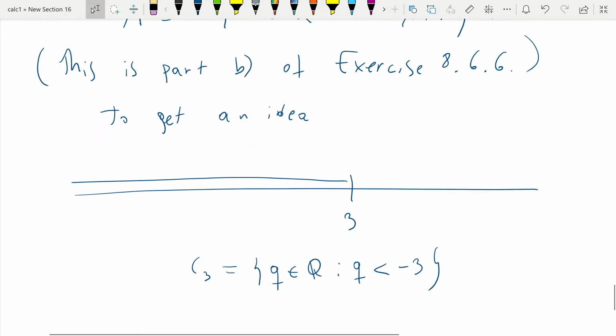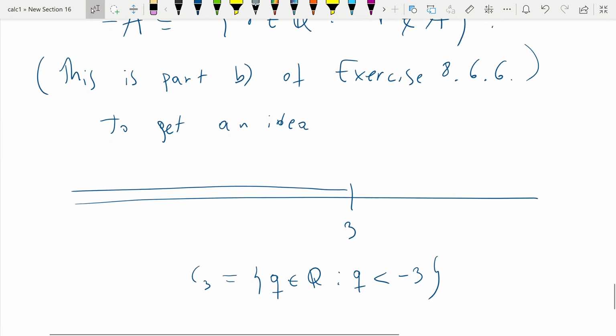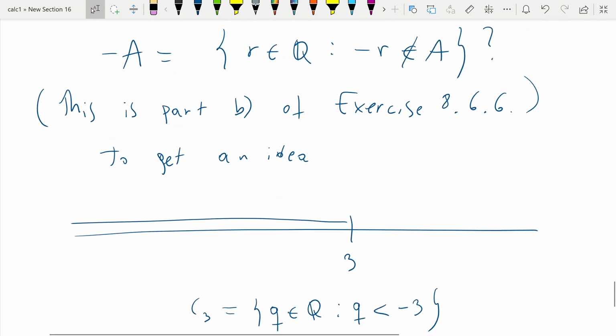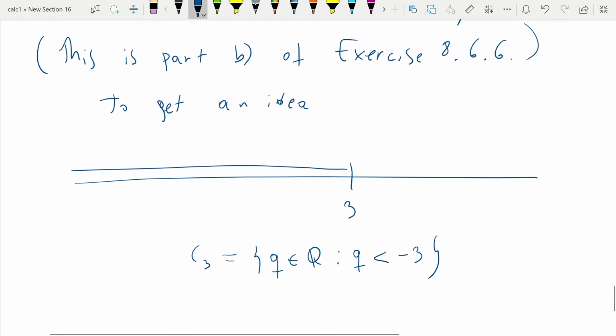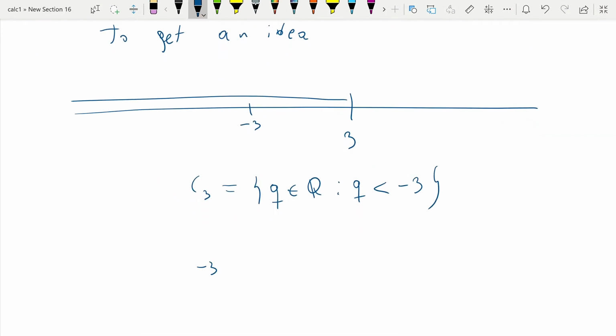If we were to define this as all the rationals r such that minus r is not in A, right? So all the numbers such that minus r is not in A, then what would be the problem? What happens if we take a look at the number minus 3 over here? Minus 3 is some r, and minus r, which is equal to 3, is not in C3.